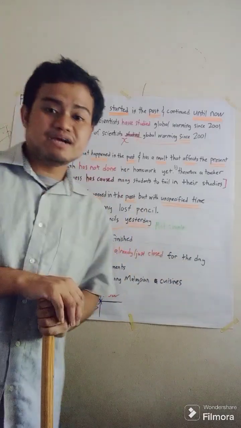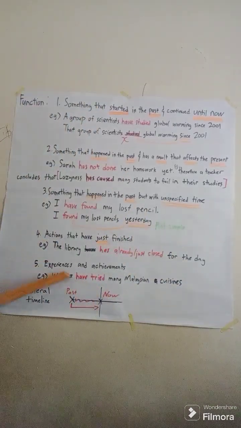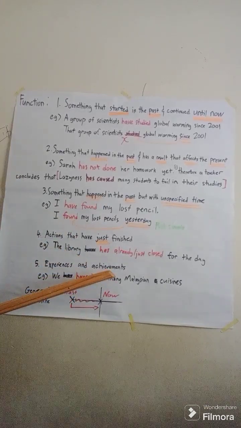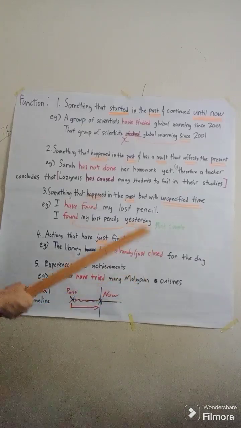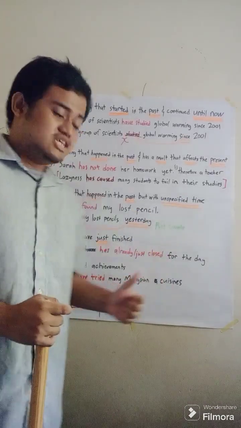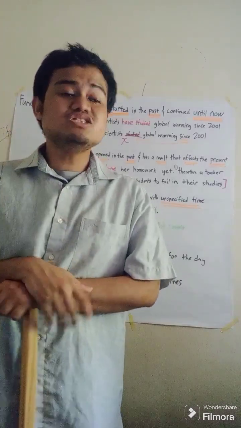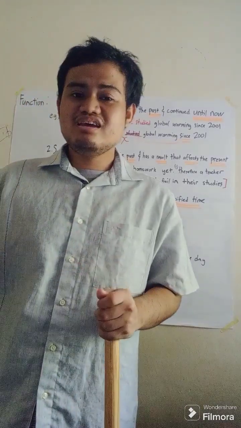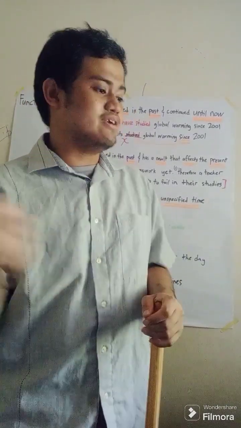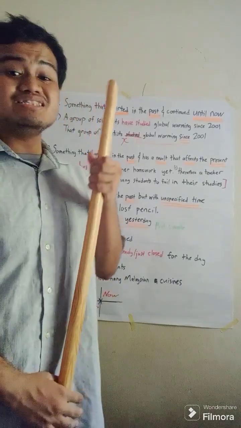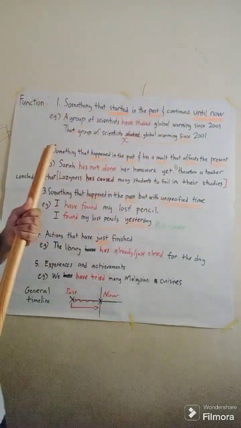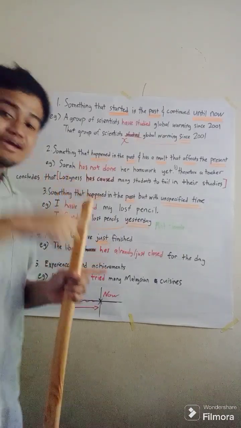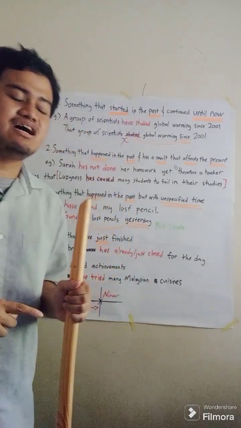Okay. Last but not least, we use it for experience and achievement. For example, we have tried many Malaysian cuisines. This sentence wants to show you that the subject has many memories of trying many foods. It does not mean that he only ate it that one time, or that type of food only. He has tried many other types of cuisine.